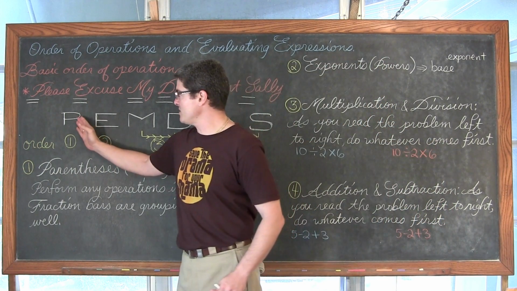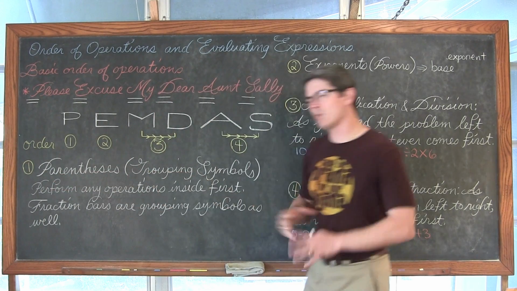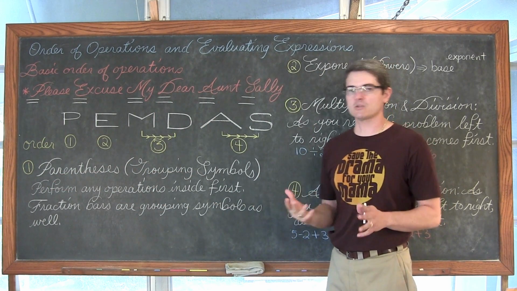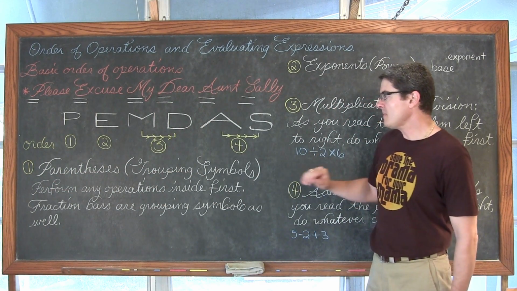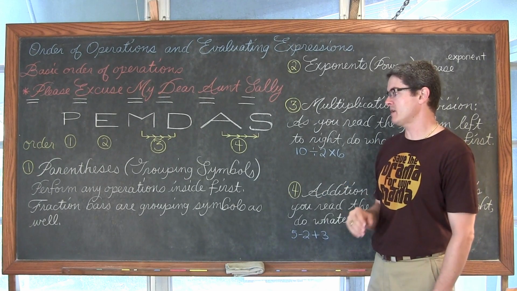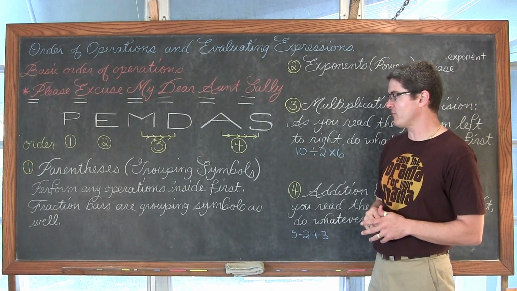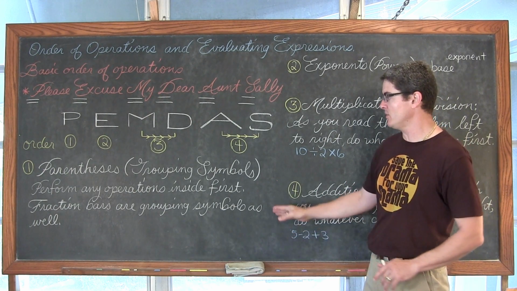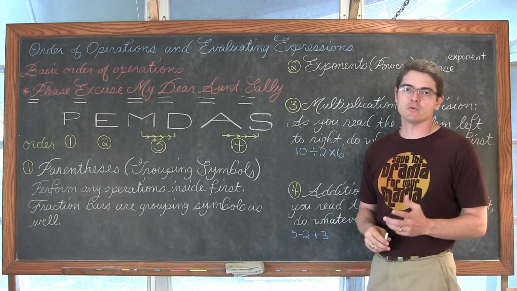So what do we do here first? Parentheses, or just any grouping symbol. It could be square brackets or anything. You want to perform any math operation that you see inside of your grouping symbol first. And that actually does include fraction bars. They're grouping symbols as well.